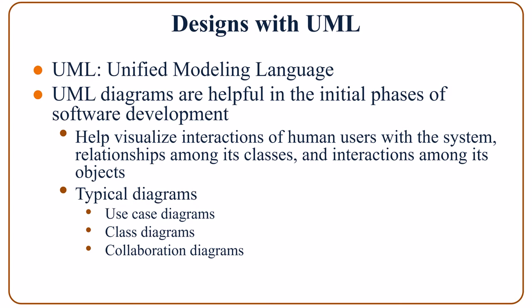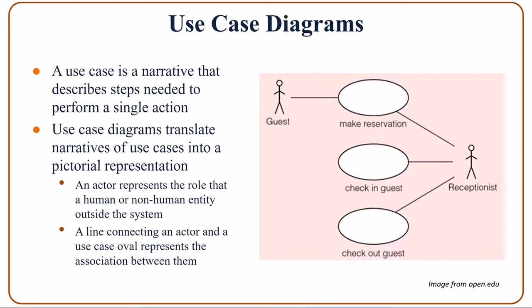Typical diagrams include use case diagrams, class diagrams, collaboration diagrams, and actually there are more types of diagrams. First, we talked about use case diagrams. A use case basically is a narrative that describes steps needed to perform a single action. Use case diagrams translate narratives of use cases into a pictorial representation.